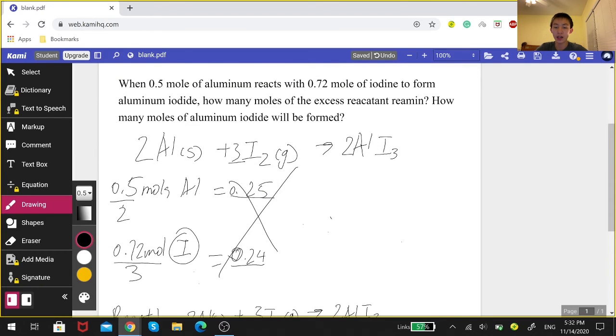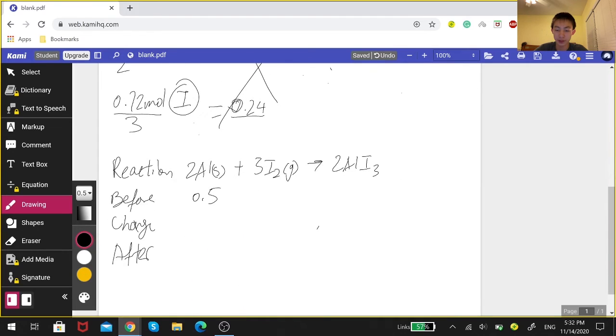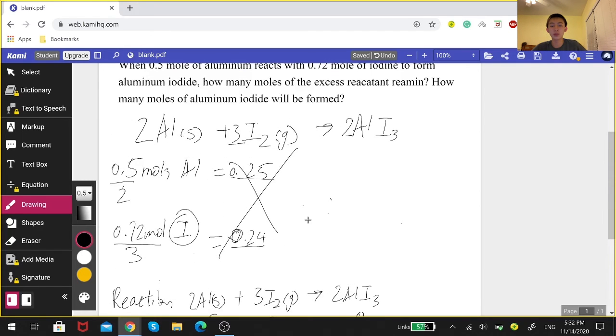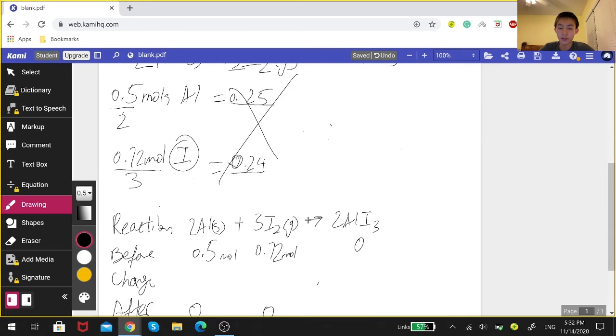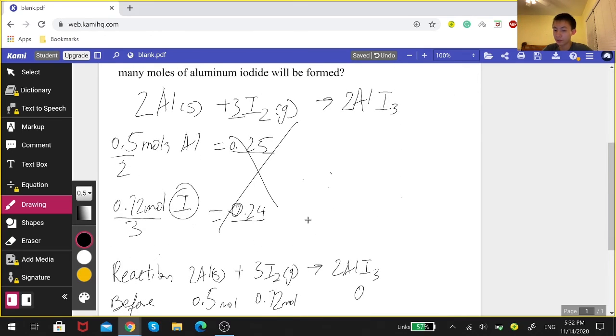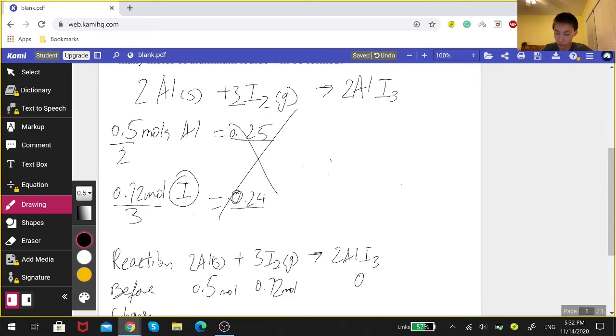Now we also have 0.72 moles of iodine. The two product and change spots start equal to 0, and this place is also equal to 0. The question asks how many moles of aluminum iodide will be formed, and what is the excess reactant. So first, we will work with the limiting reactant. The limiting reactant is iodine, so we'll work with iodine first.